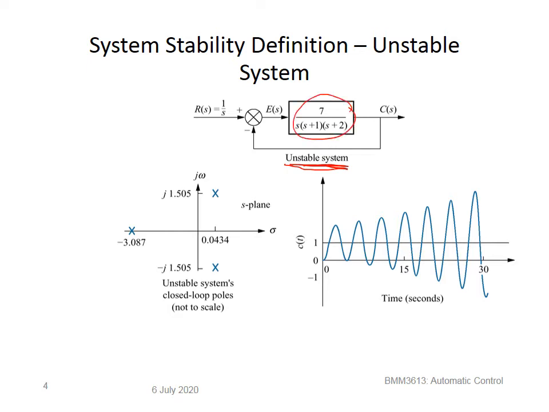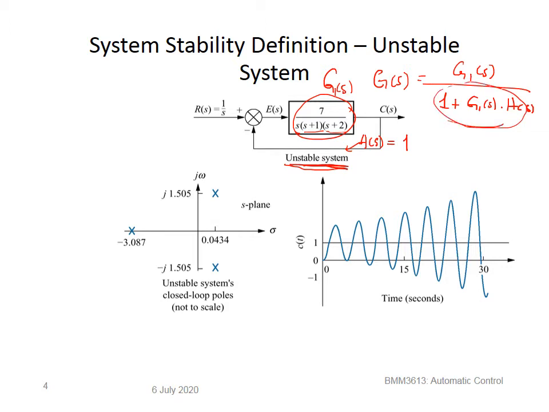So we now have the transfer function of 7 over s multiplied by (s plus 1) multiplied by (s plus 2), and we have a feedback. Let's call the feedback H(s), and it is 1. So the overall transfer function, if I call this G1(s), is G1(s) over 1 plus G1(s)H(s). If you develop this part and try to find the poles, you'll end up with 3 poles.